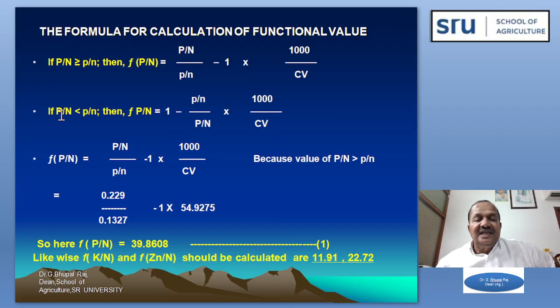So here you see, functional values we have to calculate first. If the test sample value is more than the reference value, this is the type of calculation. If the test value is less than the reference value, this is the type of calculation. Here what happened, because the value of P by N, this is the test sample.